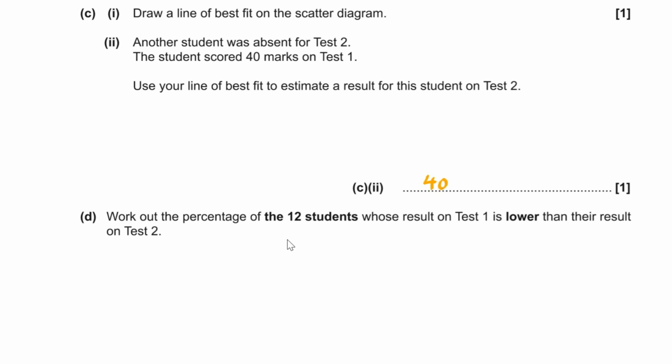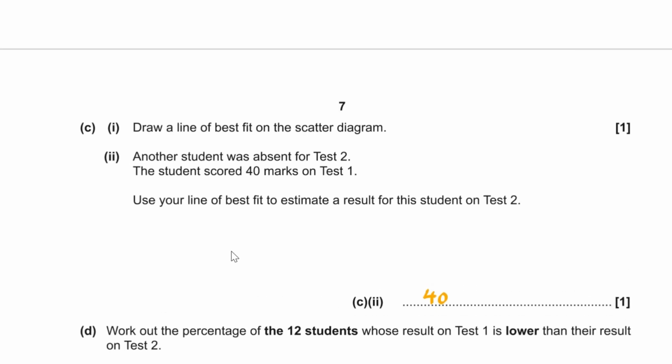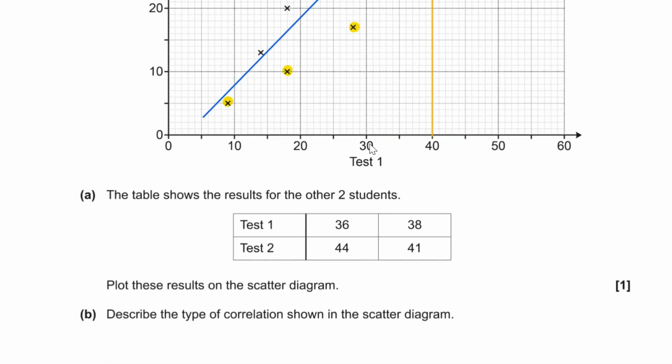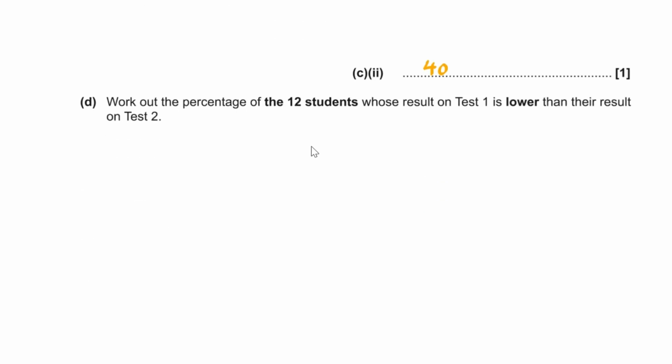And now for part D, we have to work out the percentage of the 12 students whose result on test 1 is lower than their result on test 2. So those who have a lower result on test 1 than test 2, well, we have here 1, 2, 3, 4, 5, and 6. So there's 6 students who've got a test mark lower on test 1 than test 2, and therefore we'd have 6 over 12 times by 100. So we've got a half times by 100, which is 50%.